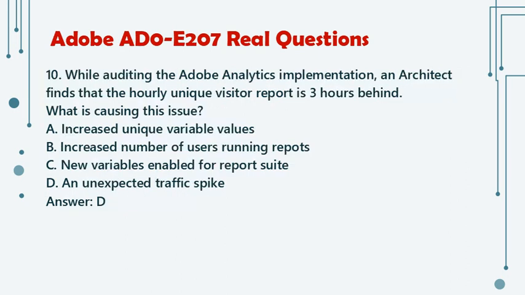10. While auditing the Adobe Analytics implementation, an architect finds that the hourly unique visitor report is 3 hours behind. What is causing this issue? A. Increased unique variable values. B. Increased number of users running reports. C. New variables enabled for Report Suite. D. An unexpected traffic spike. Answer: D.